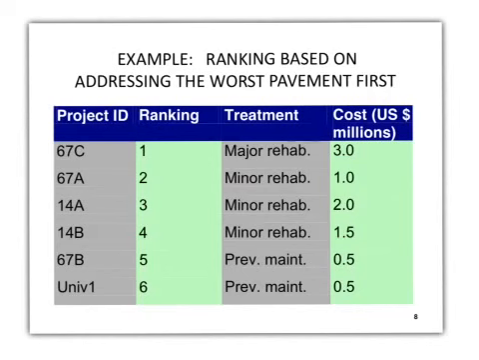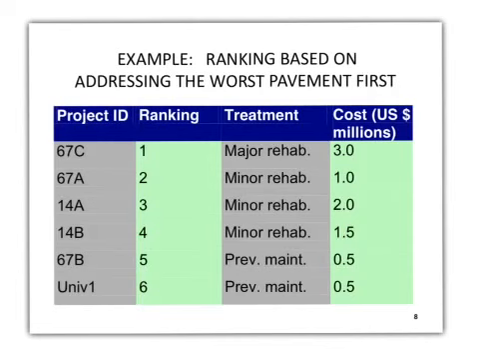Once we identify the cost of each project, then we need to address the worst pavement first. Again, this is one of the techniques. I'm not saying this is the best, but using this single year prioritization, the ranking would be based on addressing the worst pavement first. That's why we now put them in ranking, and this ranking is based on the PCI. Project number 67C had the lowest PCI, and that's why it has the first ranking. The way to treat it is a major rehabilitation, and the cost will be about $3 million.